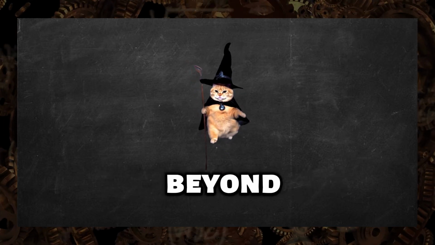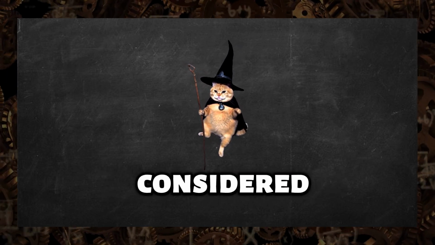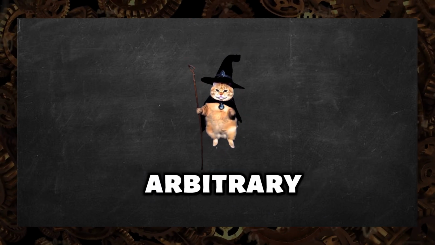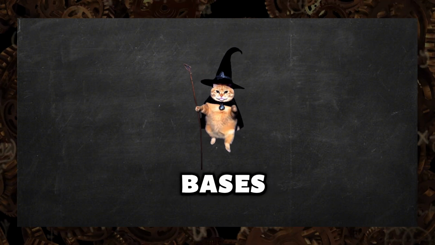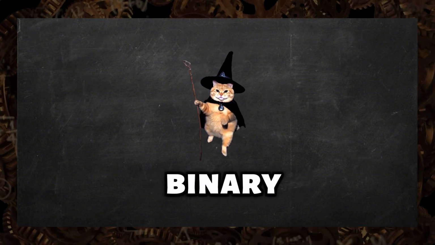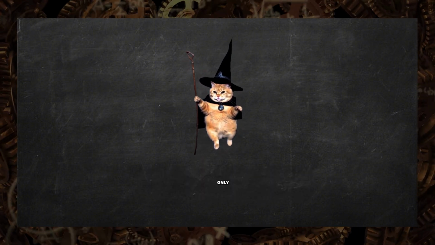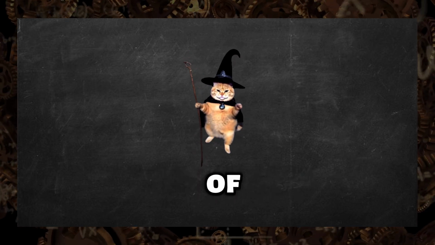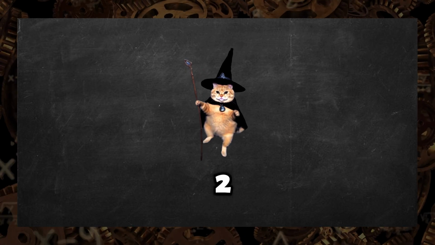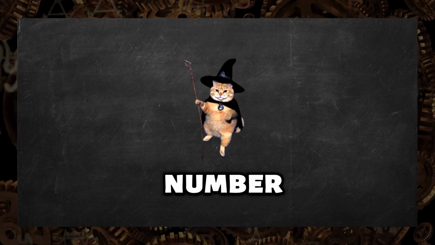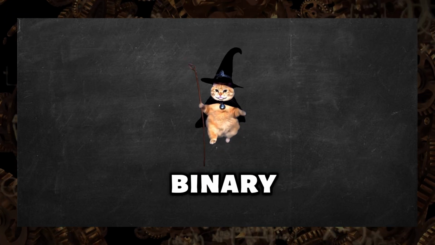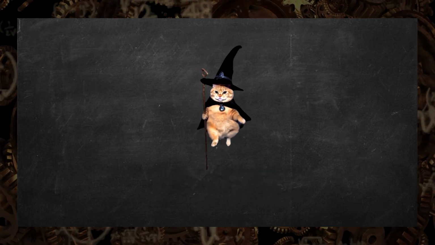Numeration systems beyond decimal are also considered, though at a beginner level they serve to highlight the arbitrary yet functional nature of bases. For instance, binary uses base 2 with only zeros and ones, where positions represent powers of 2: 1, 2, 4, 8, and so on. A number like 5 in decimal becomes 101 in binary, as 4 plus 1.